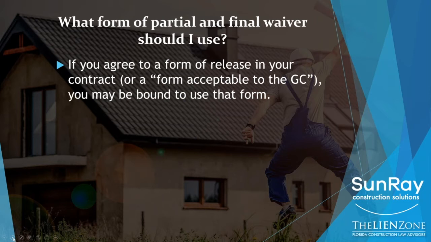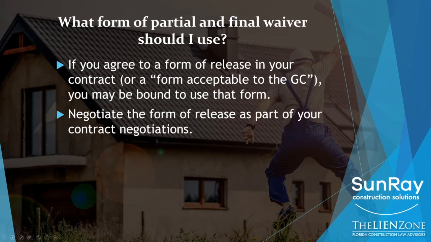If you sign a contract and that contract says every time you're going to submit a pay request, you're going to use exhibit T for the partial release form, well, that's the form you have to use. The other way it's sometimes written in the agreement is it says that you agree to use a form of release that is acceptable to the general contractor. If you sign a contract that says that, then you are bound to provide that release when you get your check. So what can you do?